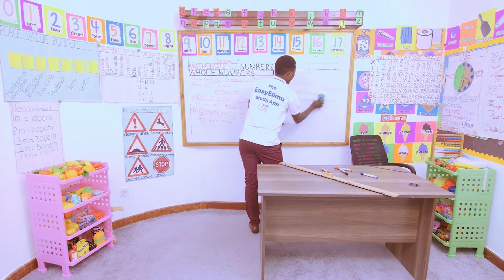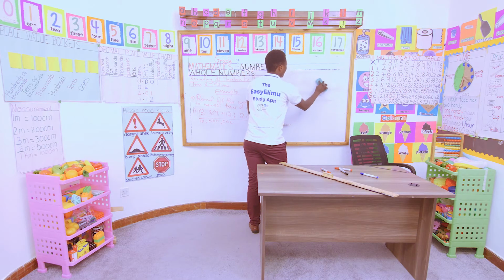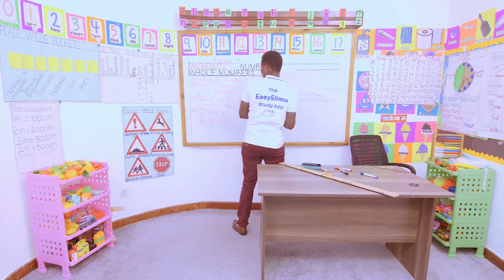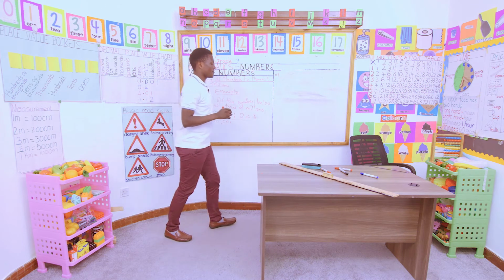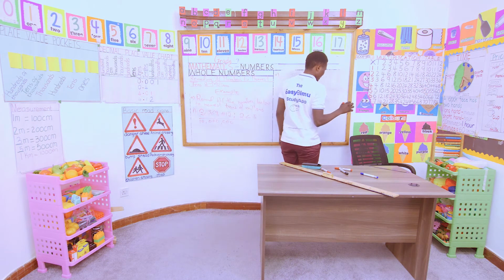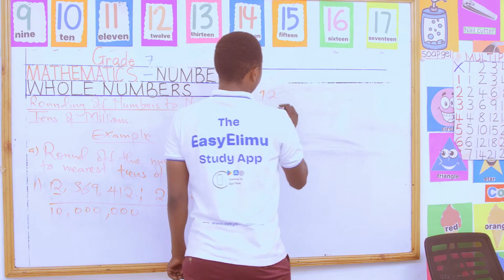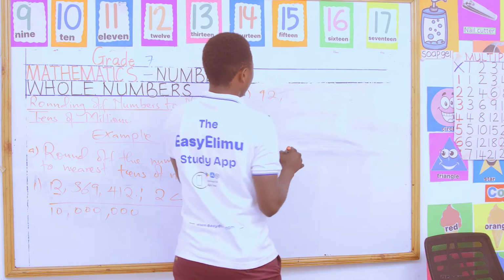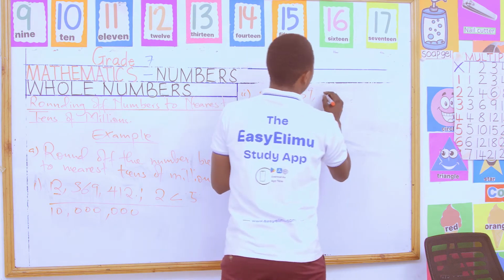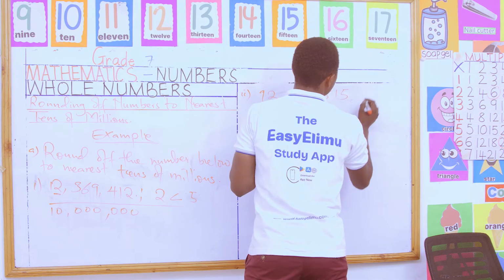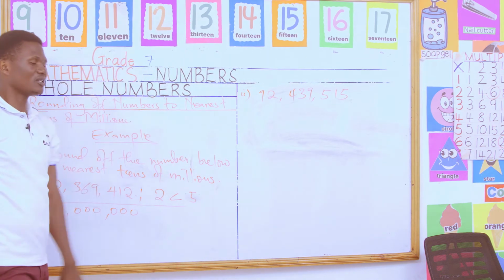Next example, very fast. Next example, Roman 2. We can have a number like 92,439,515 shillings to be rounded off to the nearest tens of millions.